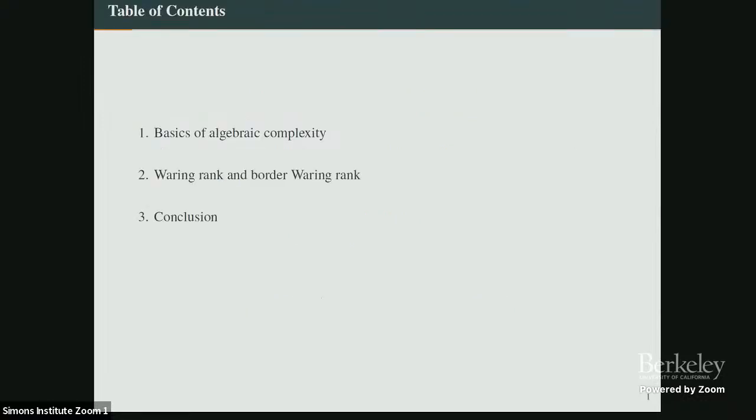Okay, so the basic idea is as follows. I'll very quickly go through the algebraic complexity, and then I'll define Waring rank and border Waring rank and talk about some of the results that we get, and then I'll conclude. And there is a very thin layer of connection, and probably one slide where I'll talk about algebraic natural proofs to connect something about Waring rank and border Waring rank, but that's it.